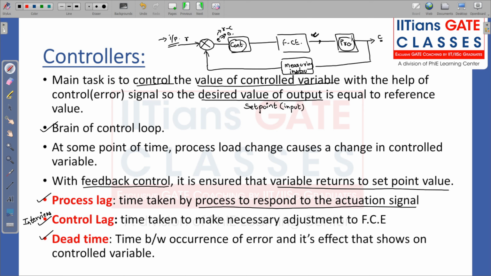So that is what we call process lag. Now what is control lag? Time taken to make necessary adjustment to final control element. That means, suppose a disturbance enters in the process.